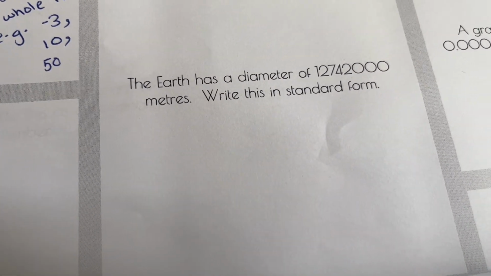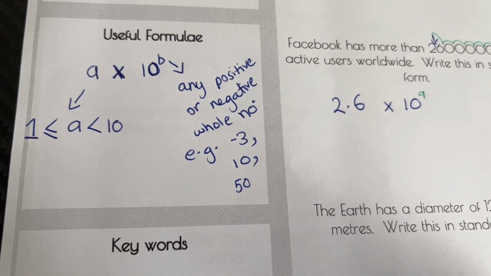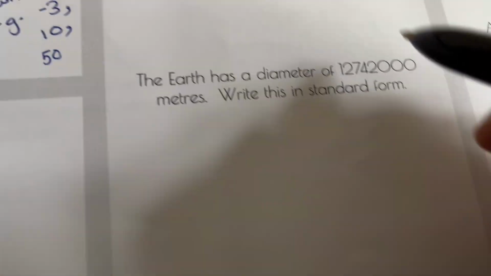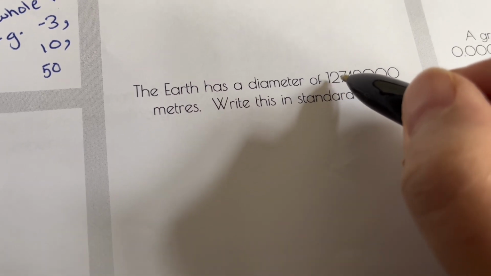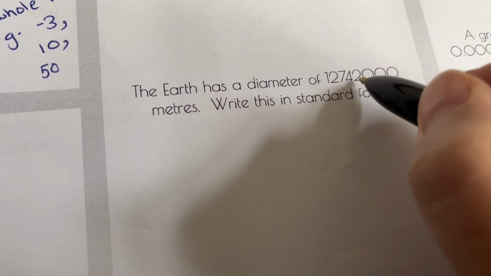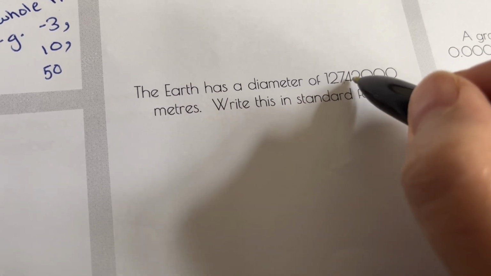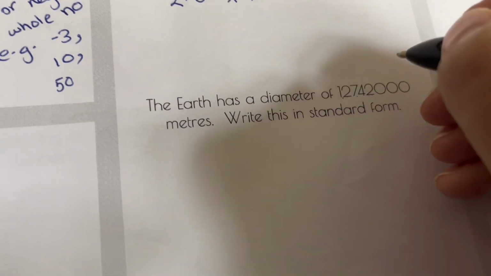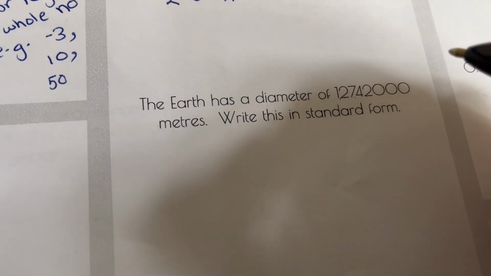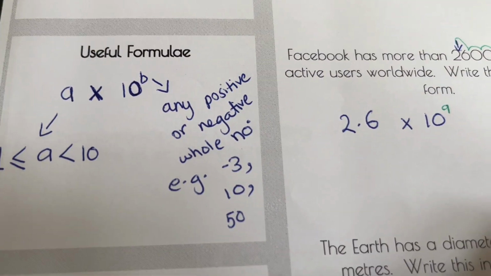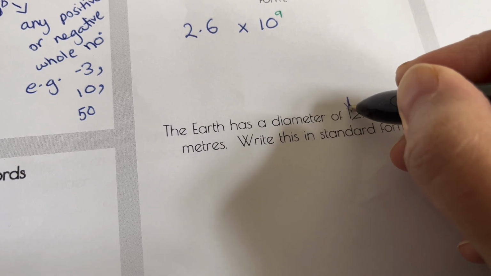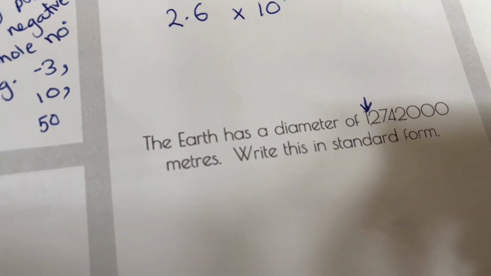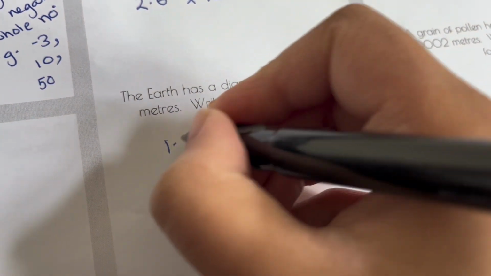Okay, so again, I need my A to be between 1 and 10. But I've still got to remember to include in my A all of my non-zero digits. So that means I need to include my 2, 7, 4, 2, and 1. But bearing in mind, my A value can only be between 1 and 10. So I've got to have a decimal point in between the 1 and the 2. So it will look like 1.2.